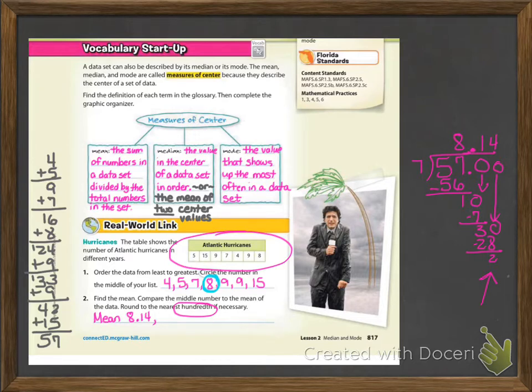So the second part of number 2 asked you to compare the middle number, which is what we got for question number 1 right over here, to the mean of the data. When you're comparing them, you're going to do just that, compare them. Tell me which one's bigger or which one's smaller. So on this one, you would tell me that 8, which was our middle number, is less than the mean.